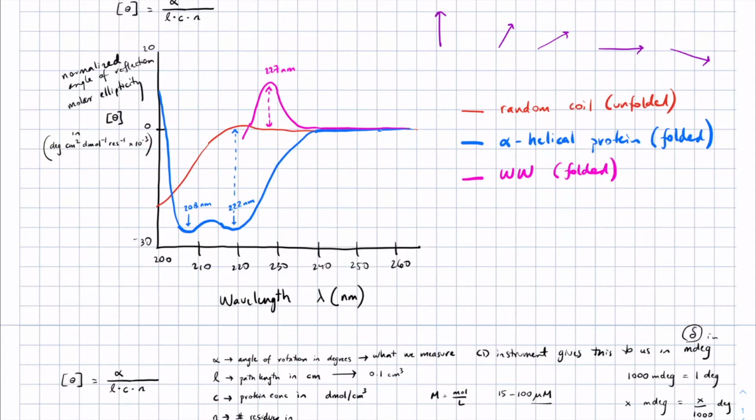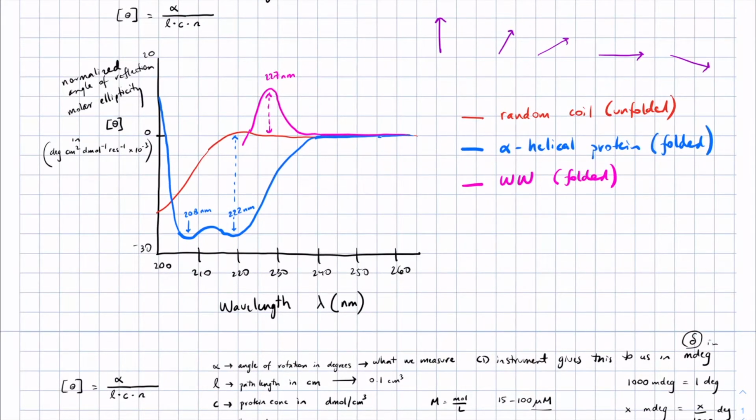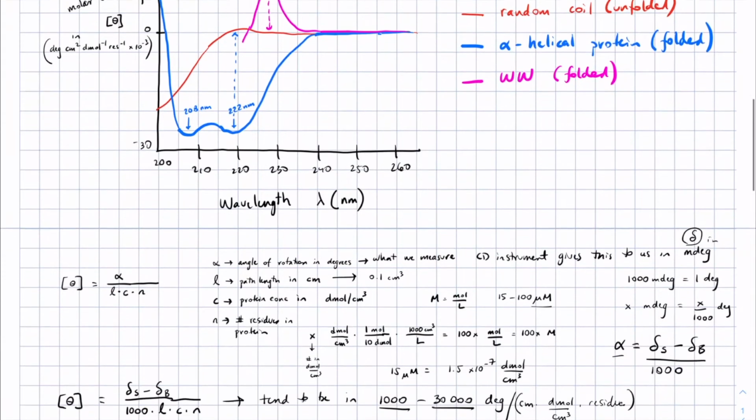WW domain is a triple-stranded anti-parallel beta sheet structure. Other beta sheets tend to have maxima in other types of areas. Let's see. So what this means is that the spectrum at a particular wavelength near a maximum, you can tell what the CD signal for a folded protein versus an unfolded protein is. Okay, that's important.